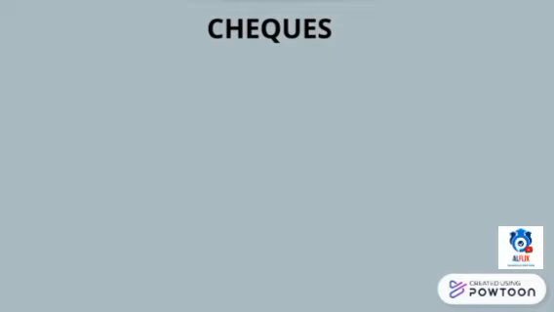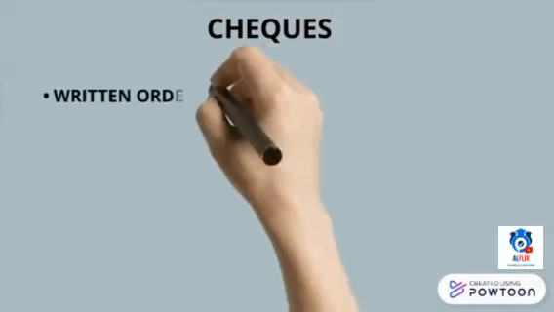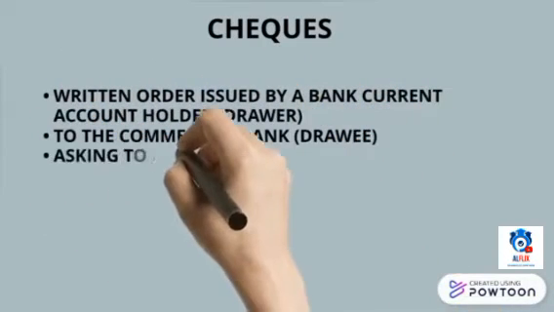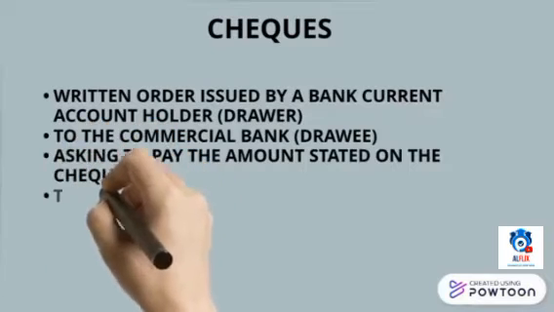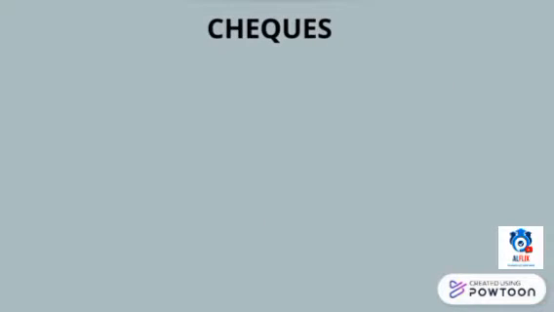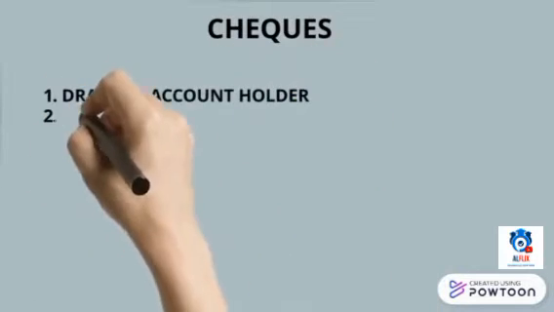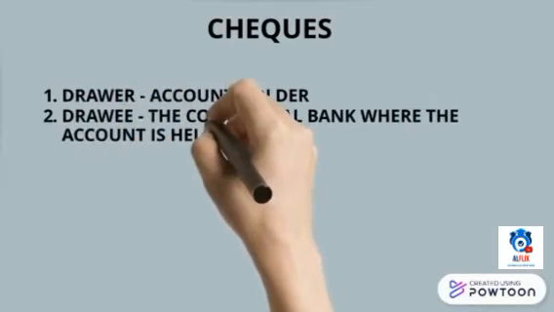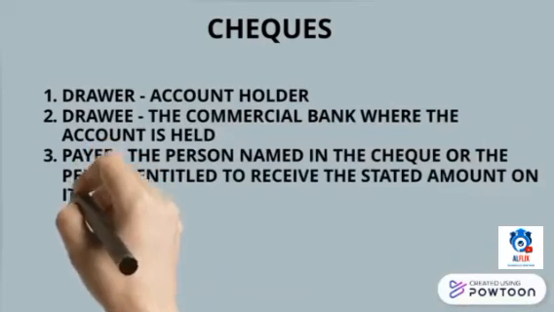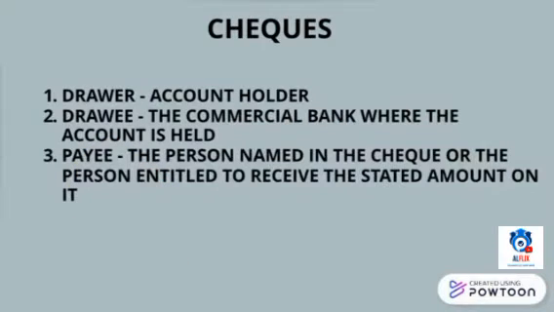Now let's look into what a check is. This is a written order issued by a bank current account holder to the commercial bank asking to pay the amount stated on the check to the person named or to the bearer of the check. Basically, there are a few main parties involved in a check. Drawer, the account holder. Drawee, the commercial bank where the account is held. Payee, the person named in the check or the person entitled to receive the stated amount on it.